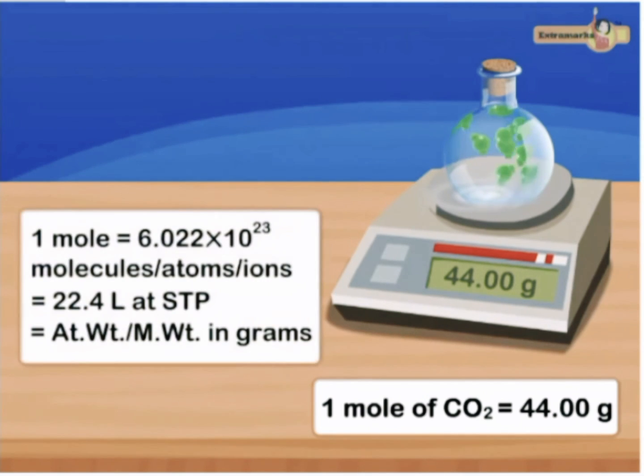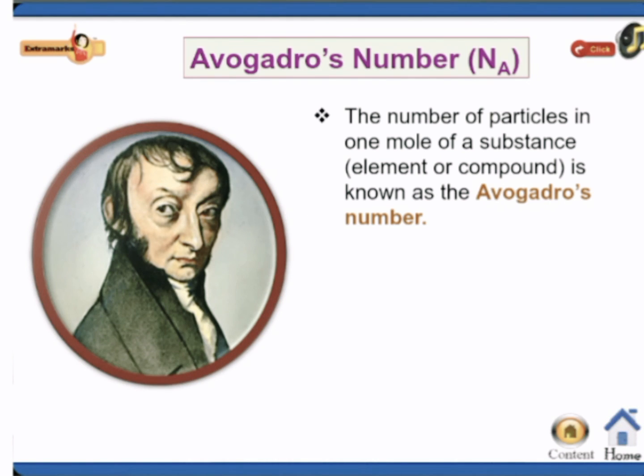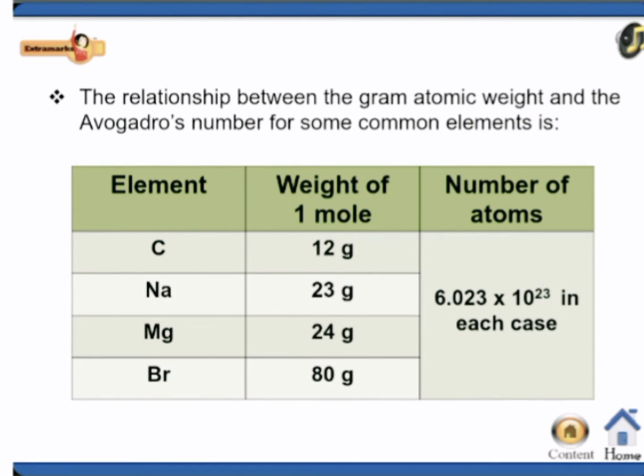The following equation shows how 1 mole of substance is related to the number of molecules. Volume of substance, Avogadro's number. The number of particles in 1 mole of a substance, whether an element or compound, is known as the Avogadro's number. It was found by Amedeo Avogadro. The relationship between the gram atomic weight and the Avogadro's number for some common elements is as follows.